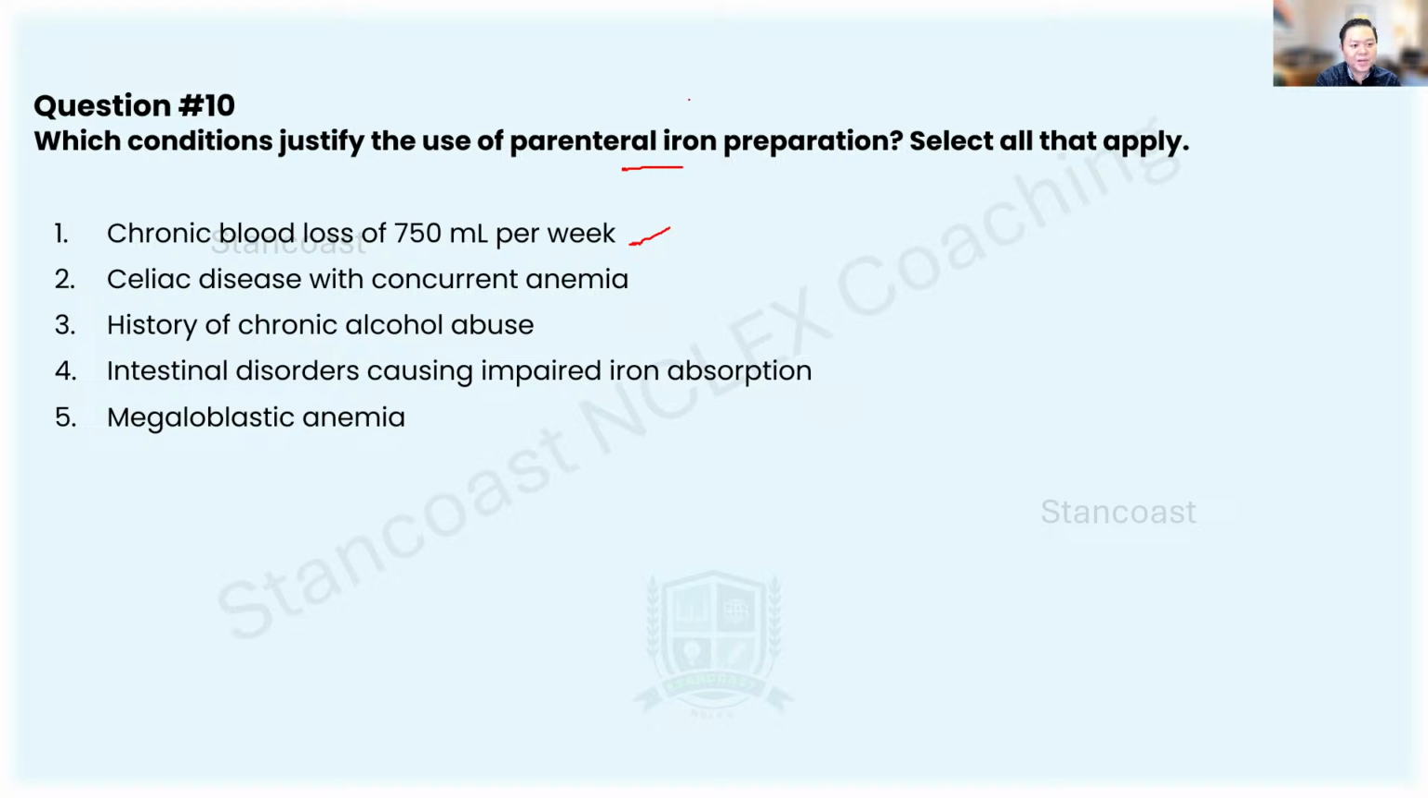We are talking about iron, not about vitamin B12 or vitamin B9. Be careful with your answer. We're not talking about vitamin B9 or B12 malabsorption. We're talking about iron. So what would be those conditions that can justify the use of the IM or, let's say, IV iron preparations? Let's talk.